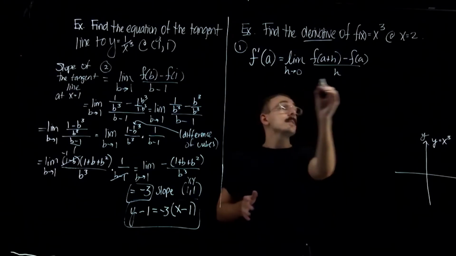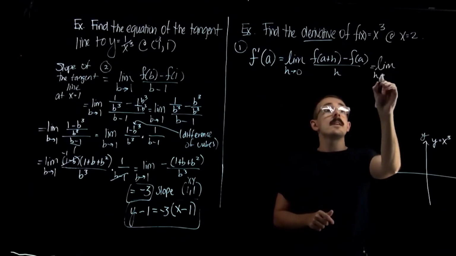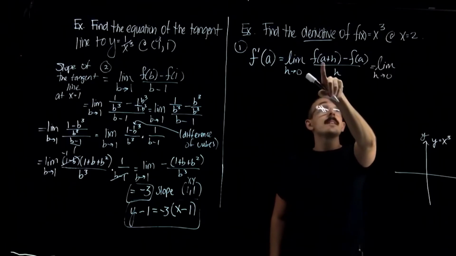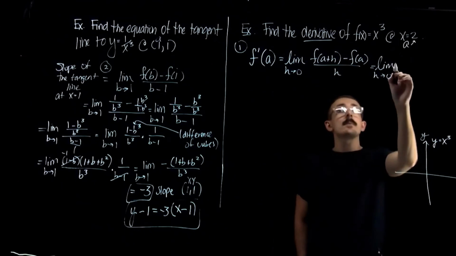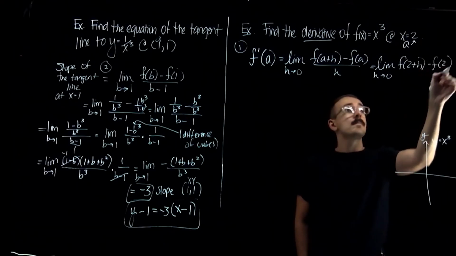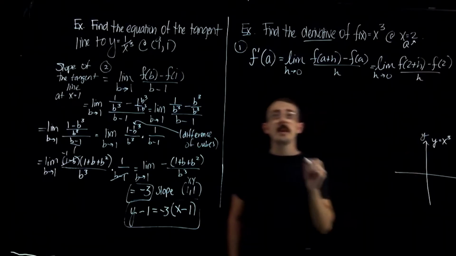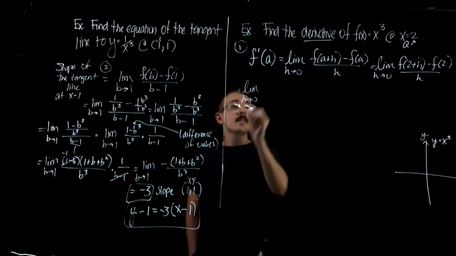So for here, I'm going to go ahead and plug in some things. I need to plug in my a. So the a I'm interested in this time is 2. So this will be f of 2 plus h minus f of 2 all over h. I'll come over here and keep going. This is the limit as h goes to 0.